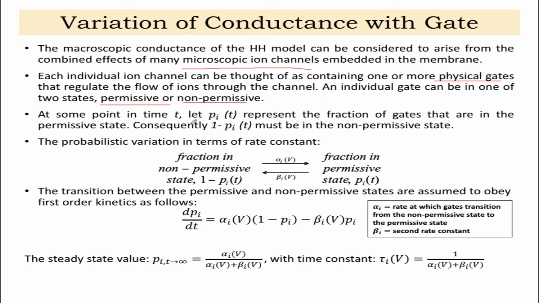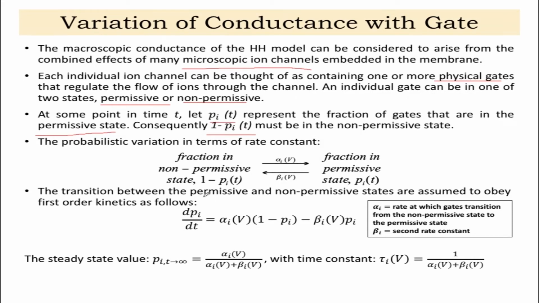At some point in time, let's say Pi(t) is the fraction of gates that are in the permissive state. That means it will allow, let's say, the sodium to come inside. Then 1 minus Pi(t) must be in the non-permissive state. So for the probabilistic variation in terms of rate constants, let us say alpha_i(V) is the rate which will take gates from non-permissive to permissive state, and beta_i(V) is the rate which will take them from permissive to non-permissive state. So this is the dynamics that will continuously happen.